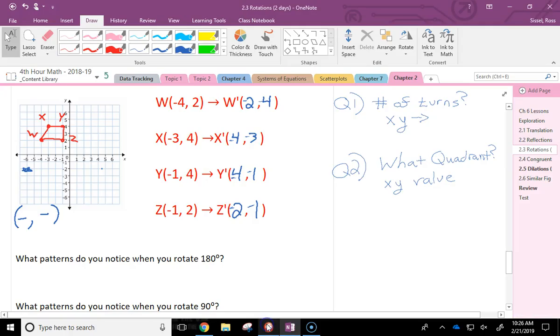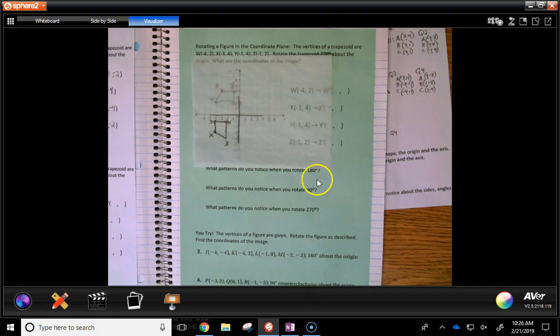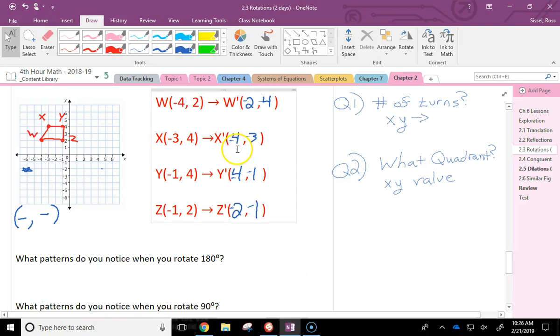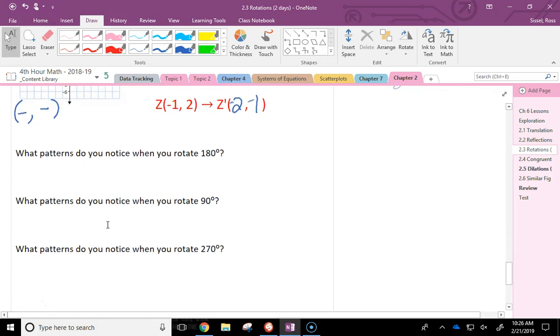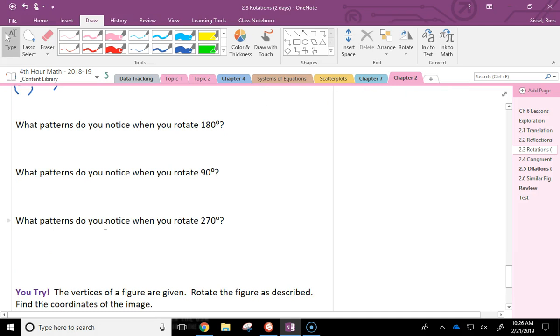W was negative 2, 4. Negative 2, 4. Or I'm sorry, negative 2, negative 4. X coordinate was negative 4, negative 3. Negative 4, negative 3. So, I'm not going to have to write this down. We kind of just discussed this.